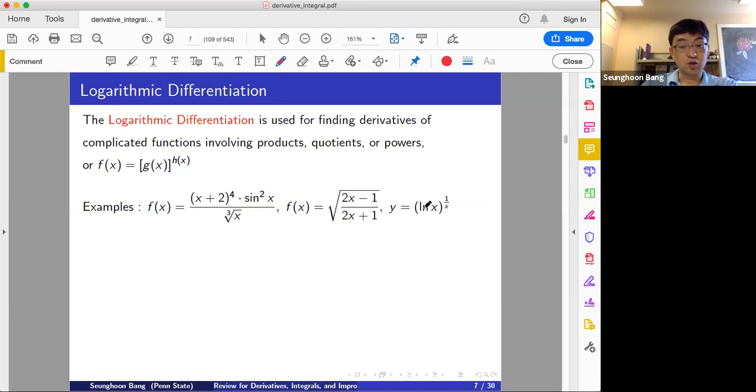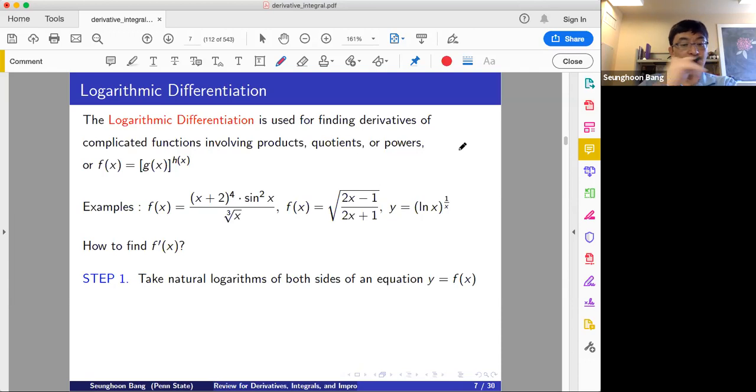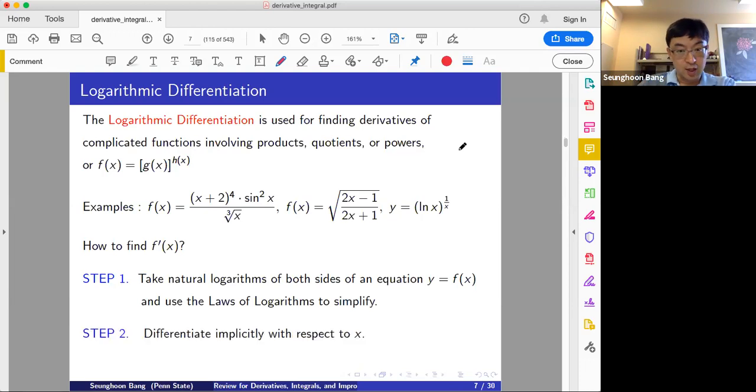Another one, the g of x is ln of x and the h of x, the power, is a function 1 over x. The base is a function, the power is a function. You can use logarithmic differentiation. What's that? Step 1, take natural logarithms of both sides of the equation y equals f of x and use the laws of logarithms to simplify. Step 2, differentiate implicitly with respect to x. Step 3, solve the resulting equation for y prime equal to f prime of x.